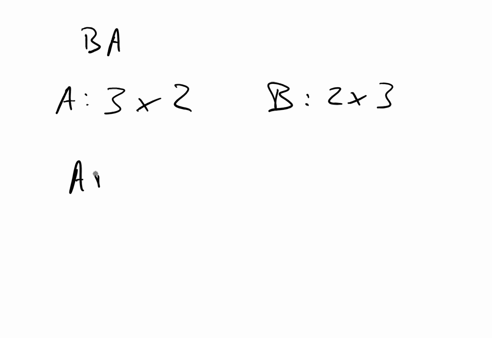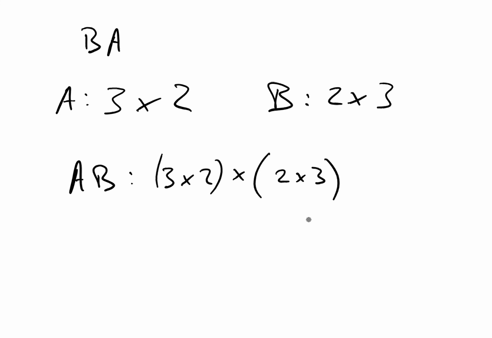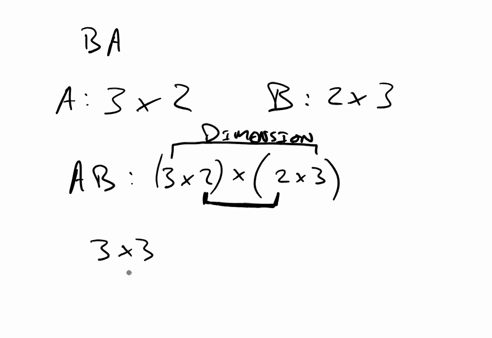Now, when you were doing AB, you were multiplying a 3 by 2 matrix by a 2 by 3 matrix. Remember, in order to do the multiplication in the first place, these inner 2 numbers have to match up, and in this case, they do. So you can do the matrix multiplication, and the outer 2 numbers give you the dimension. If you remember, we computed AB and we did get a 3 by 3 matrix.